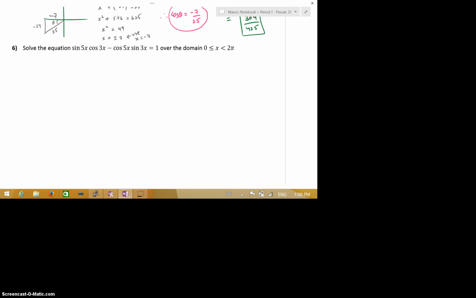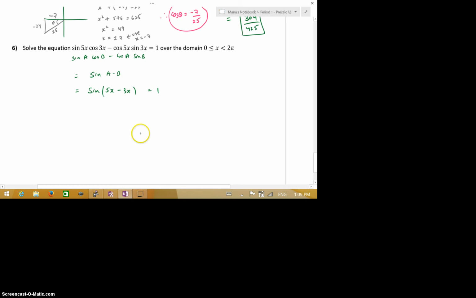Right away you'll notice it's in the form of sine A cos B minus cos A sine B. So rather than working individually with 5x, 3x, 5x and 3x, I can actually simplify that to a much nicer, easier expression to work with. What can I reduce that to? Sine A cos B minus cos A sine B is sine of A minus B, which in our case is sine of 5x minus 3x equals 1.